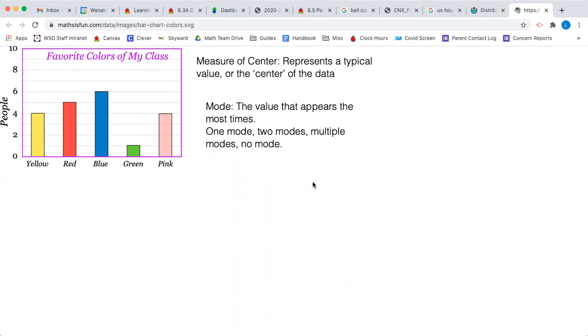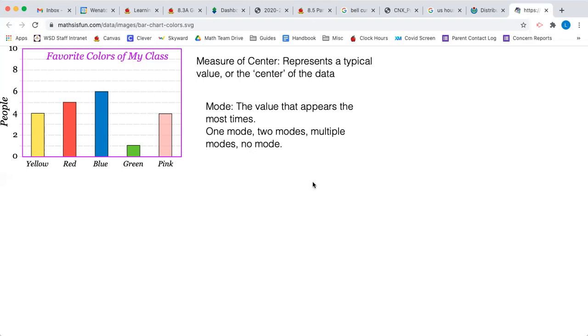So the time when you want to use the mode is essentially when the mode is the only available option. That's most frequently when you will choose to use the mode. And you might be saying, but why wouldn't I be able to use the mean? If we look at this set of data, we asked people to choose what their favorite color was. You can't really find an average of yellow, red, blue, green, and pink. It doesn't really make sense to look for an average of the colors.